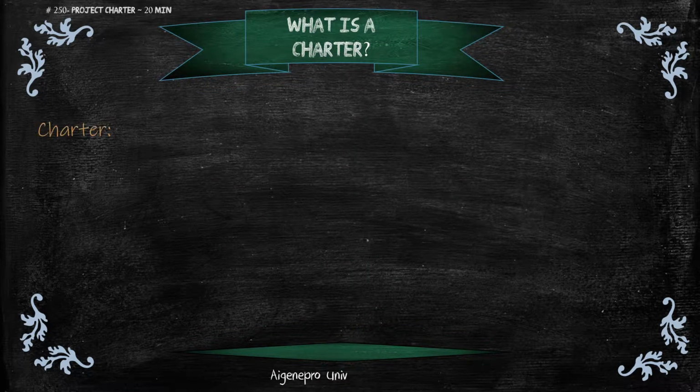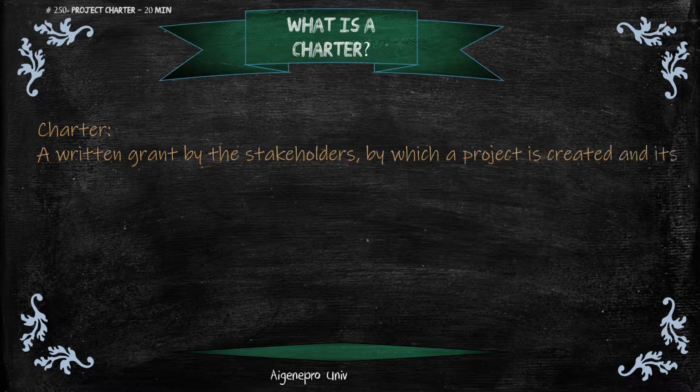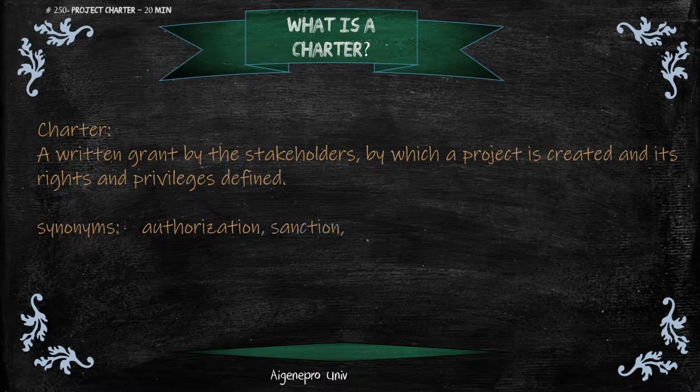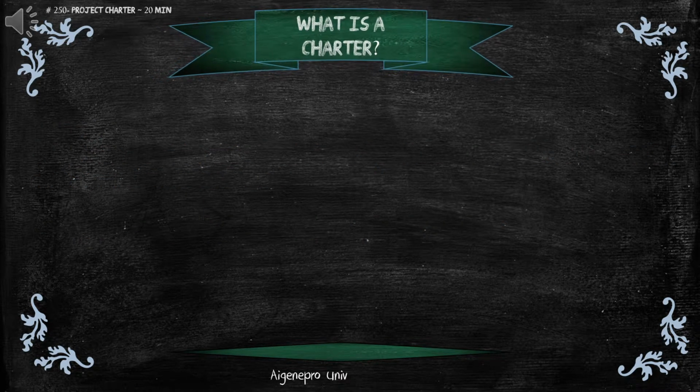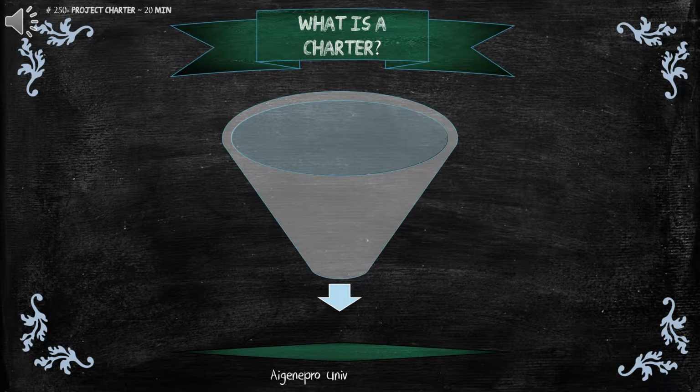What is a charter? A written grant by the stakeholders, by which a project is created and its rights and privileges defined. The first step in a Six Sigma project is the project charter. It is the guide map for the entirety of the project.